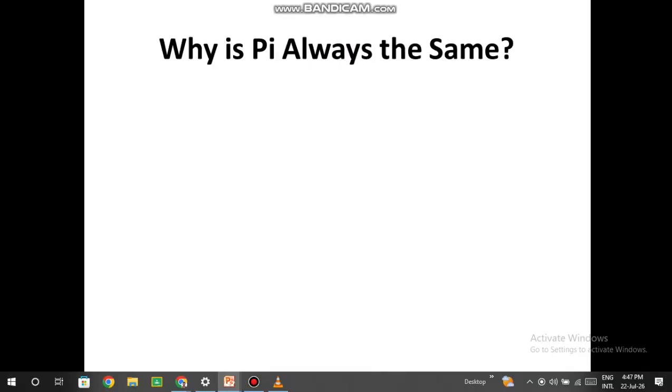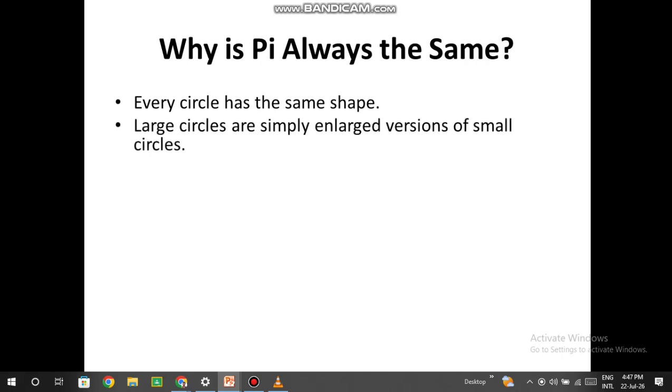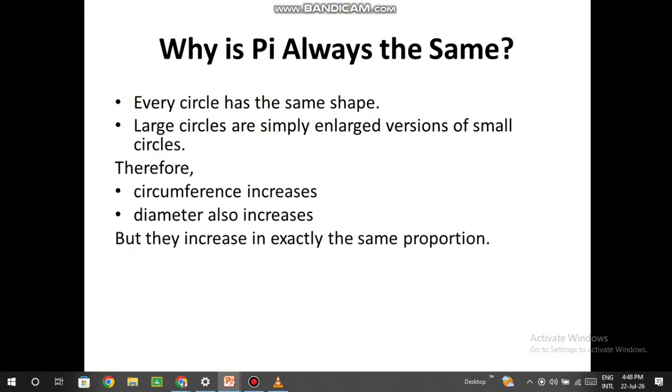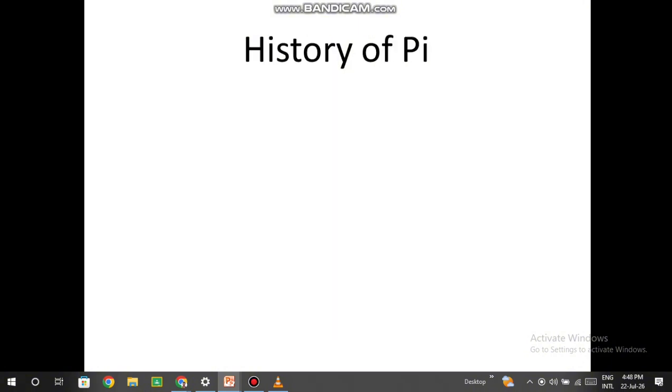Now, what is pi? Why is pi always the same? Every circle has the same shape. Large circles are simply enlarged versions of smaller circles. So when the circumference increases, the diameter will also increase, but they increase in exactly the same proportion. Hence the ratio between circumference and diameter is always constant, which is equal to pi.